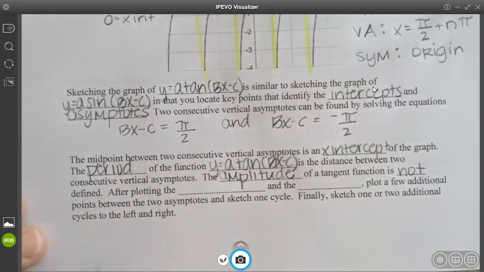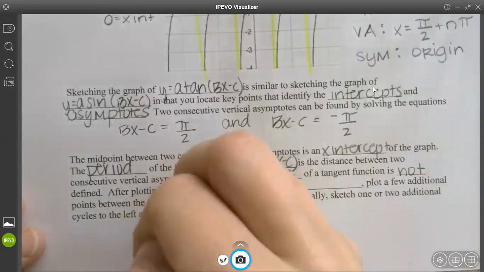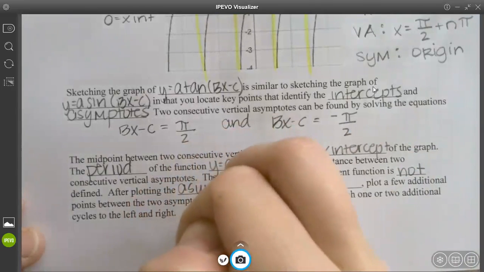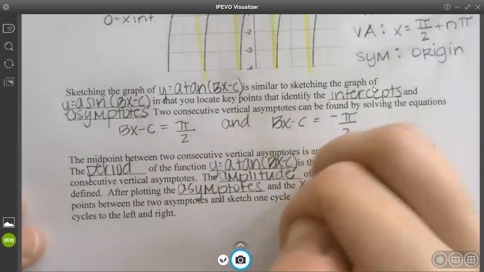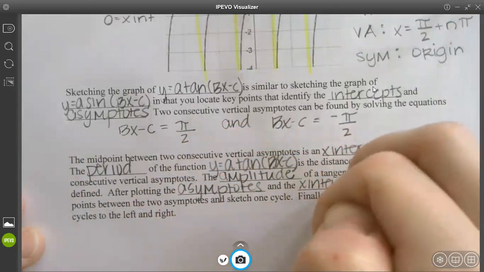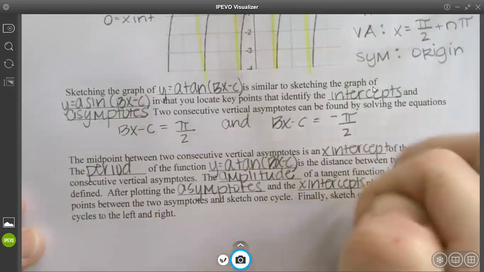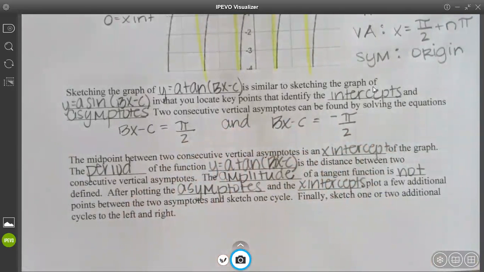So then after plotting the asymptotes and the x-intercepts, plot a few additional points between the two asymptotes and sketch one cycle. Finally, sketch 1 or 2 additional cycles to the left and right.